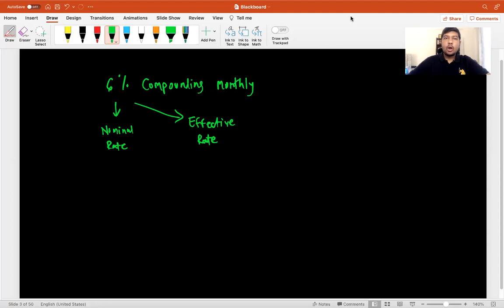Okay. Now, how do you calculate the effective rate for this 6%? It's quite simple. It will be 1 plus 6% divided by the compounding frequency. How much is the compounding frequency? The compounding frequency is monthly. So in 1 year, it will compound 12 times. So 1 plus 6% divided by 12, raised to 1 into 12.